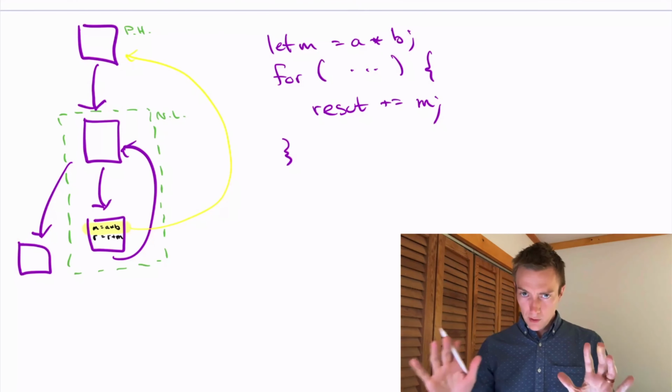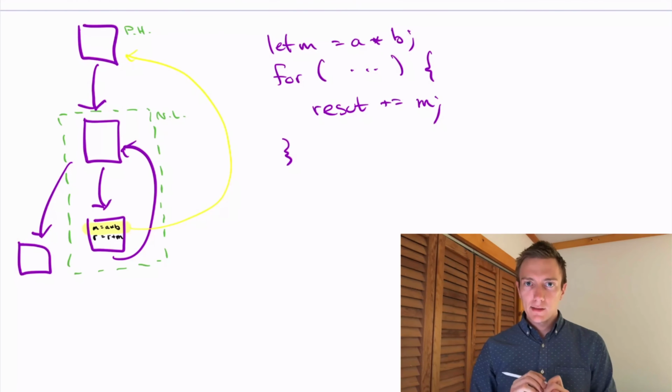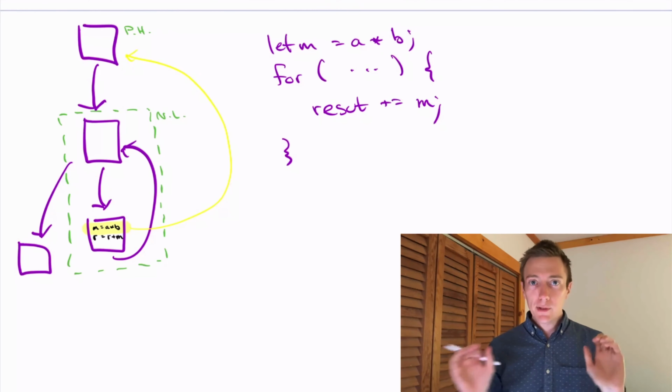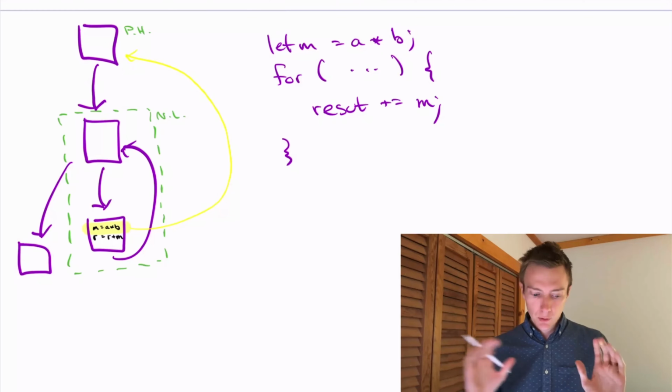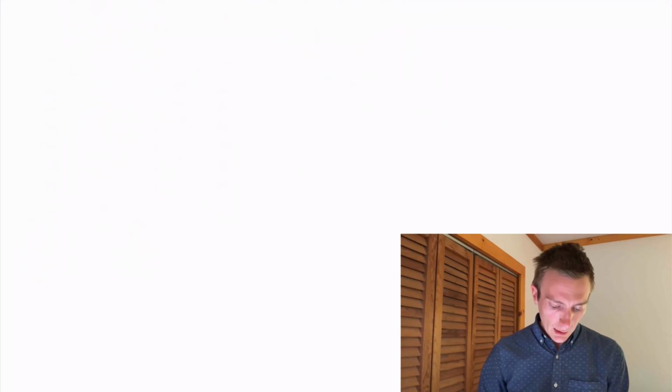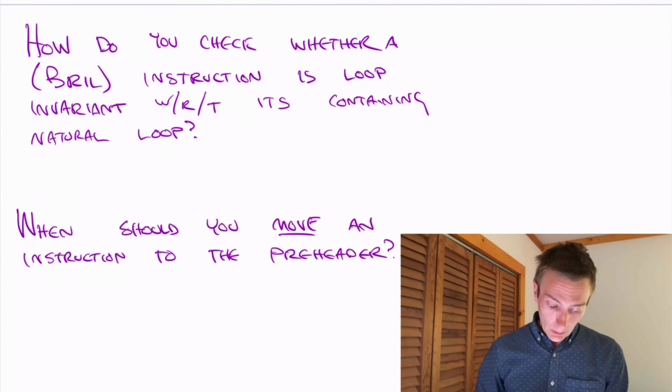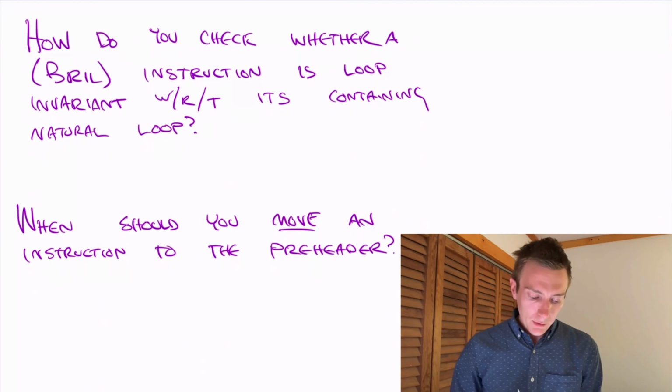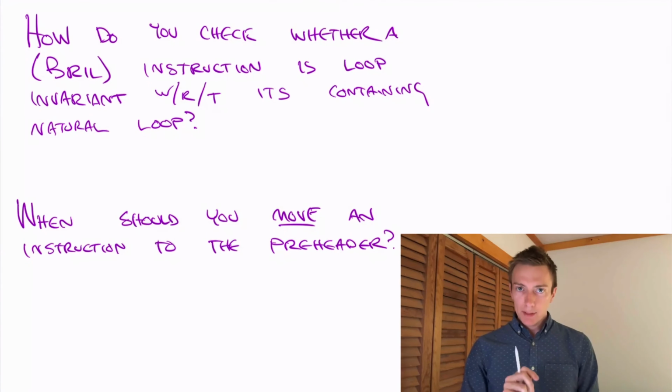So just to recap, we have taken this somewhat undefined problem and made it slightly more concrete by taking it to the Bril domain, and now we only have to worry about instructions, moving individual instructions. I want you to think about this for a little while. I want you to think about how to accomplish those two steps.